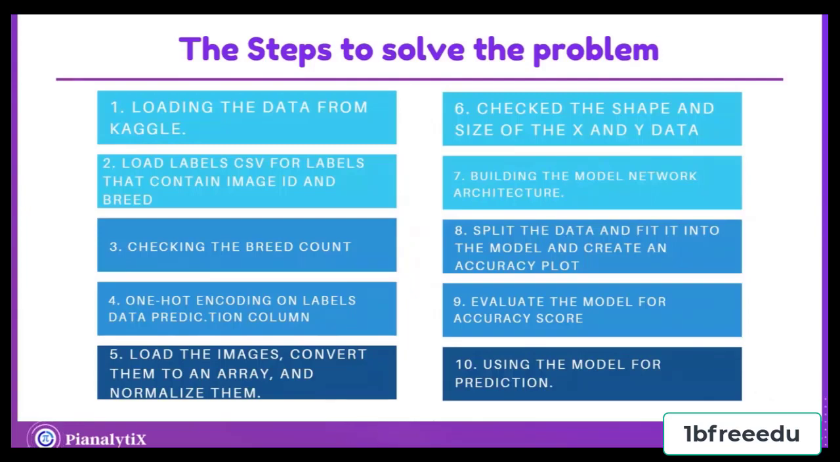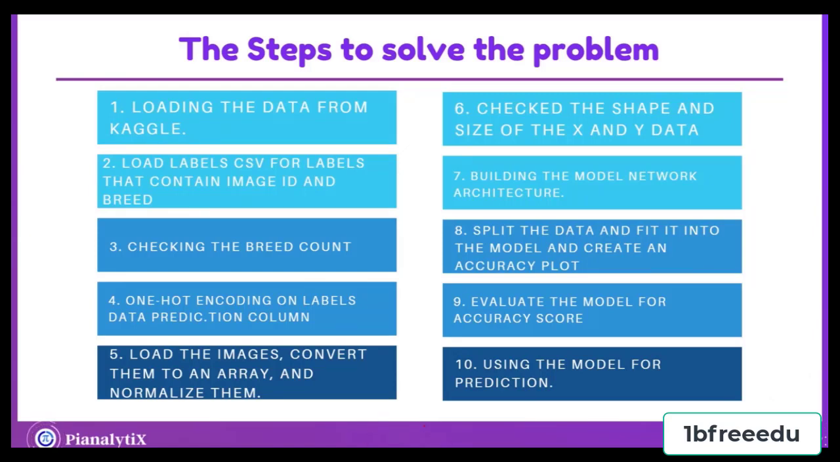For this project, the steps we will use are, we'll first load the data from Kaggle. So I'll show you how you can connect your Google Colab with Kaggle. After that, we'll load the labels that contain the image ID and the breed. We'll check those breed counts. After that, we'll perform one-hot encoding on the label of the data prediction column. We'll load the images, convert them to an array and normalize them.